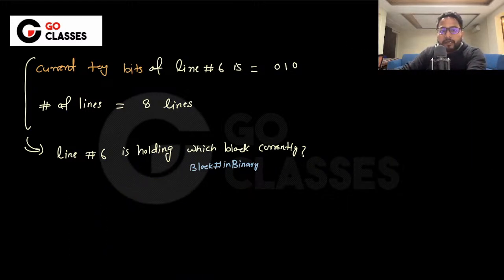See, let's suppose line number is 2. Line number 2 means I'm saying 1 0, right? Now tell me, what should be the answer?